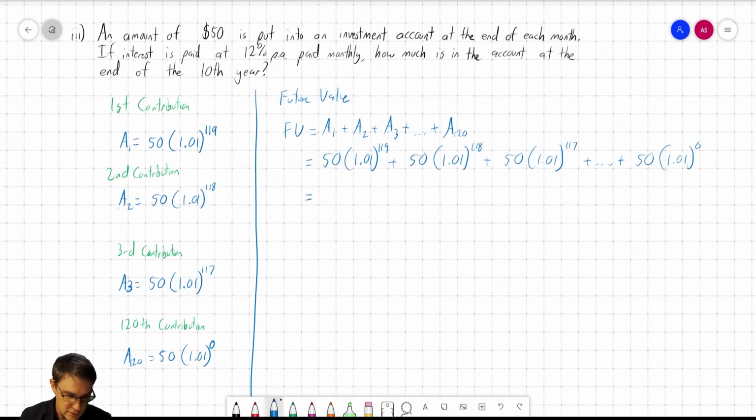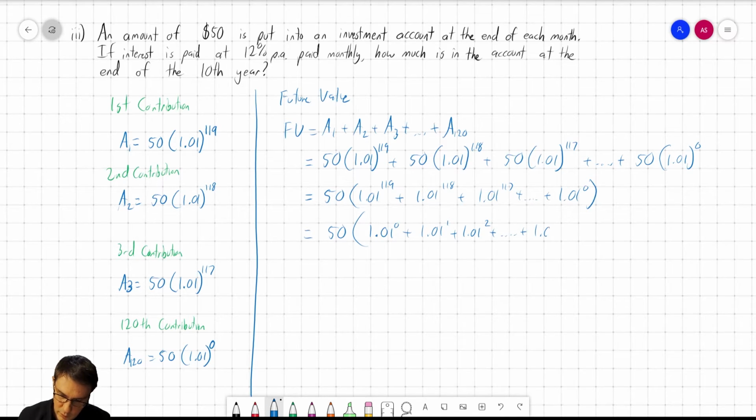So now I want to factorize this before I do anything else. So I'm going to have 1.01 to the power of 119 plus 1.01 to the power of 118, 1.01 to the power of 117, all the way up to 1.01 to the power of 0 here. Now, as I keep going, I'm going to rearrange this so it's in a better order for me. So I'm going to start with 1.01 to the power of 0, plus 1.01 to the power of 1, plus 1.01 to the power of 2, all the way up to 1.01 to the power of 119 in this case.